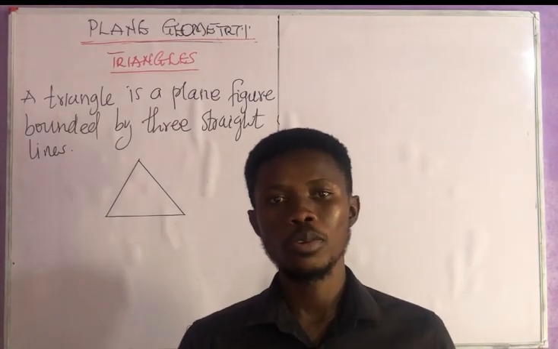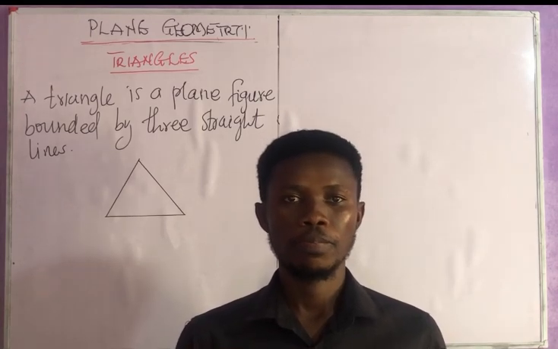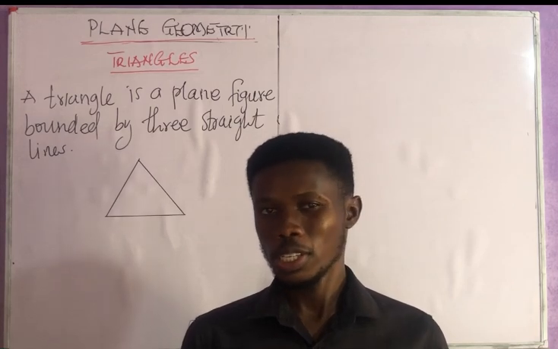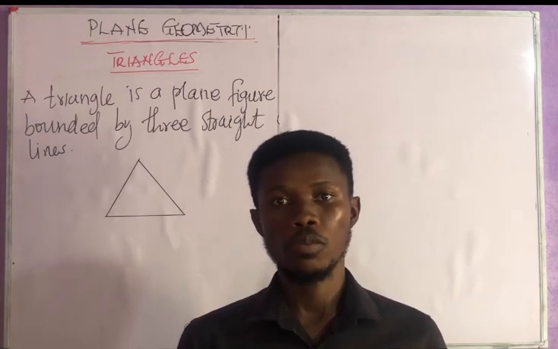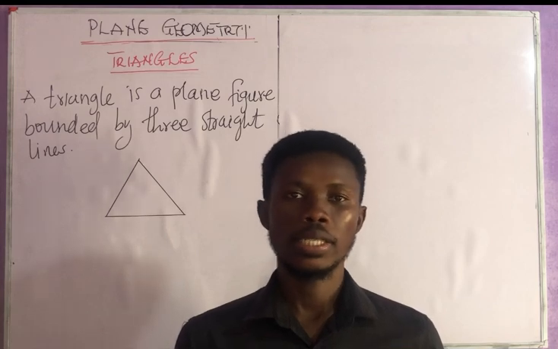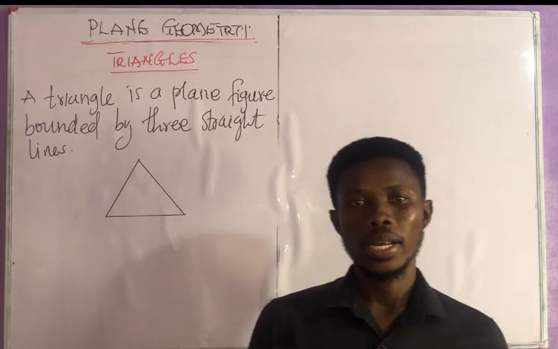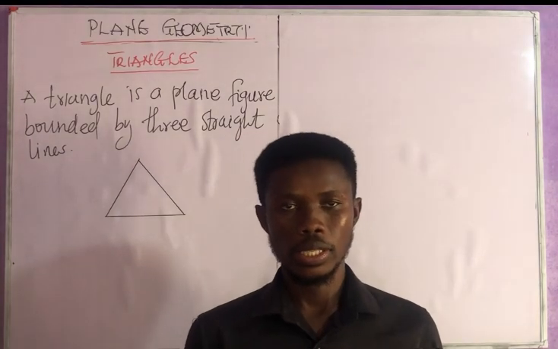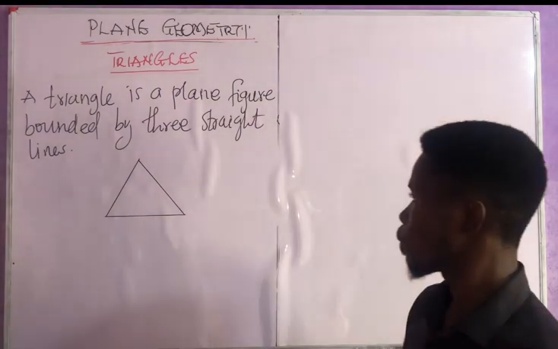Today we are going to look at triangles. In fact, triangle is also part of what? Geometry, plane geometry, because they are also made up of what? Lines. And we are saying that a triangle is a plane figure that is bounded by what? 3 lines. Is that okay? 3 lines. So let's look at this.